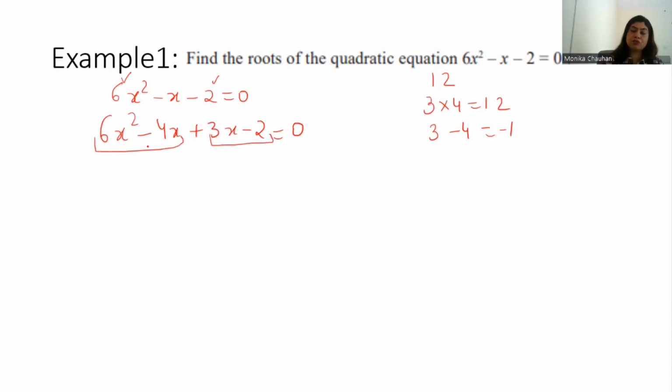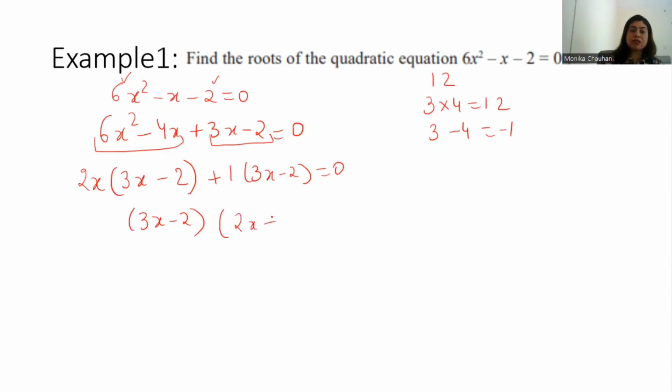So from the first two, what is common between 6 and 4? First, I see the numbers. I think it's 2, and for x squared and x, the minimum common is x. Now what will come inside the bracket? 3x minus 2. Now for the second one, there's nothing common, so that's 1. So now you have 2x plus 1 times 3x minus 2 is equal to 0. So the first bracket is 3x minus 2 and the second one is 2x plus 1.